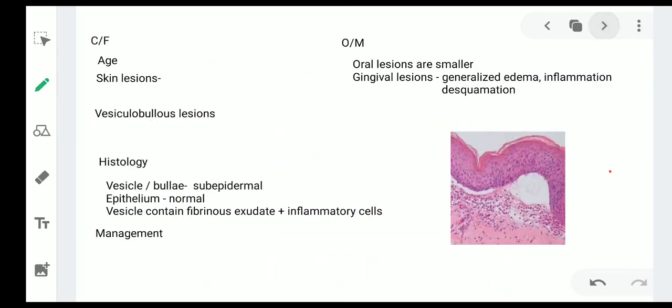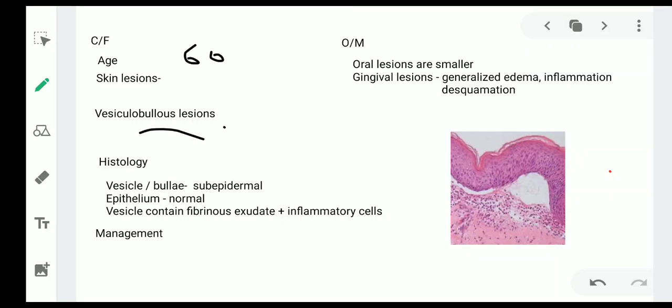Now, coming to the clinical features, it is usually seen after 60 years of age, and the skin lesions involve most commonly the limbs, and itching may be seen. There may be vesiculobullous lesions. The vesicles and bullae are relatively thick-walled and may remain intact for some days and then rupture, but do not leave an eroded surface and heal rapidly. They may leave a raw area that will then heal rapidly.